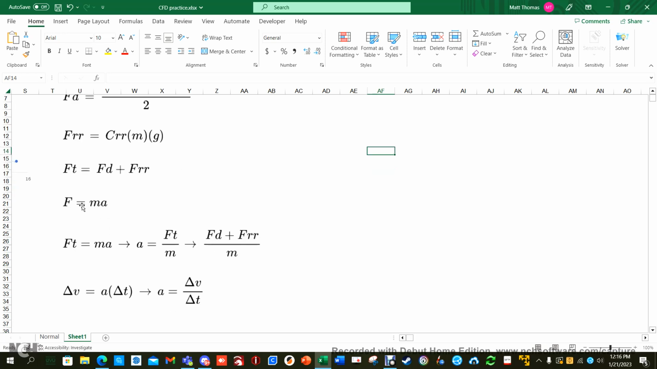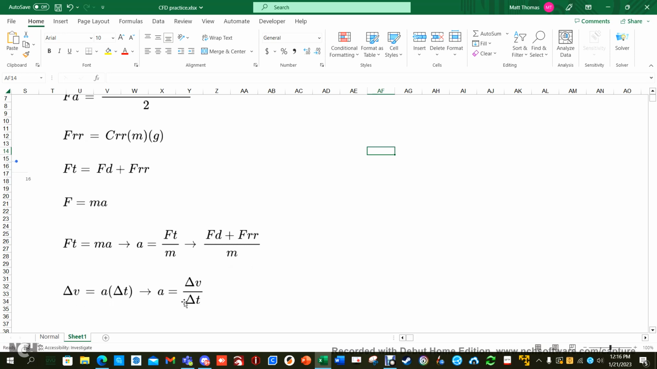Newton's second law: force is equal to mass times acceleration. So total force is equal to mass times acceleration. This yields acceleration is equal to the total force over the mass. And you can see right here some basic algebra to figure out what our actual acceleration would be.